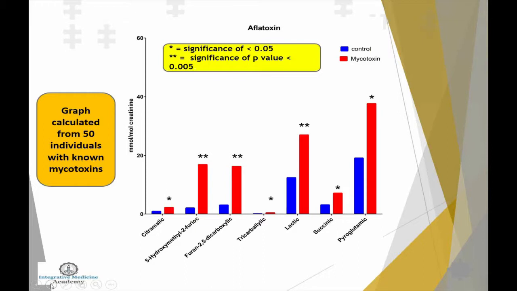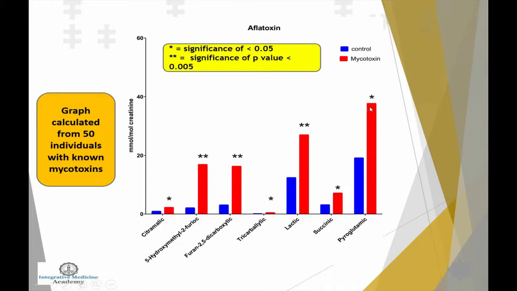What Great Plains has done in analyzing certain markers on the organic acid test being linked to mold or mycotoxins, they find a very strong correlation between something like aflatoxin, which comes from Aspergillus mold, showing high levels of lactic acid. Okay, so that's certainly one thing to watch out for. You'll see here the 5-hydroxymethyl-2-furoic and the furan-2,5-dicarboxylic. Well, those are markers 2 and 4 on the first page of the OAT. We already know indicate some colonization of mold in the gut.